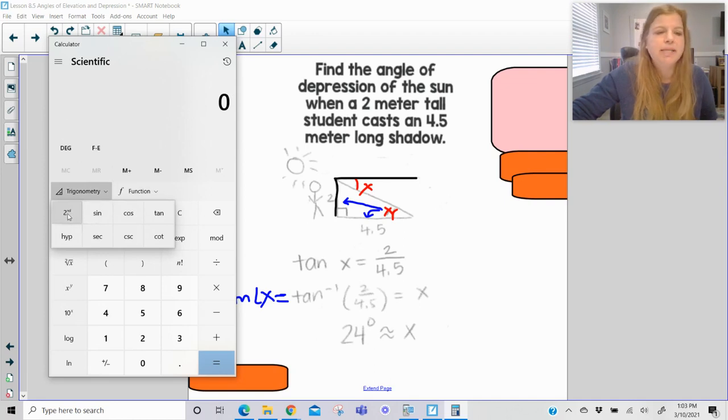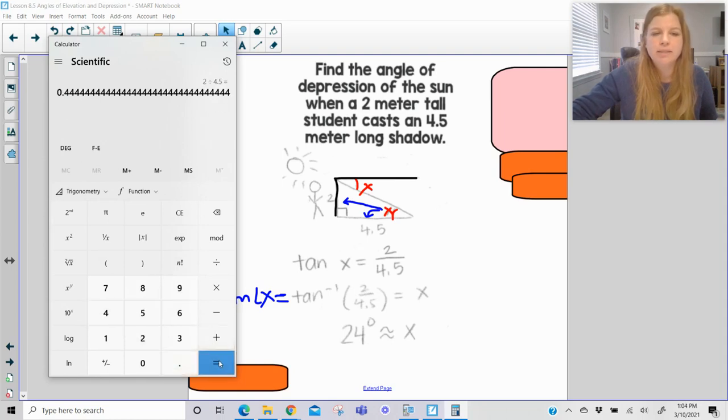In this case, it's going to be second. So to access the inverse tan, you're going to click second, and then that's going to bring you the inverse tan button. And then 2 divided by 4.5. So I'm going to do 2 divided by 4.5, press enter, and then we have to go into the trig function after, click second, and then tan.